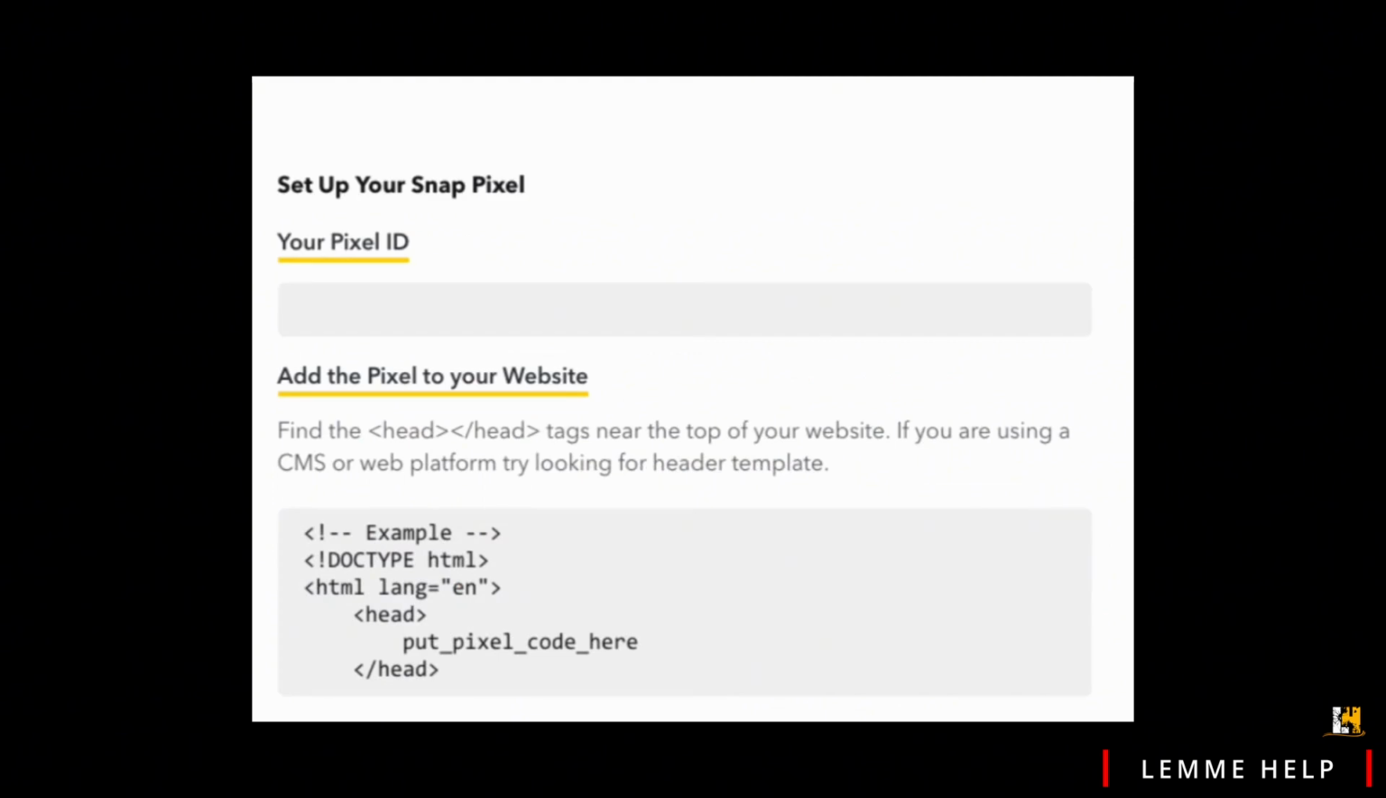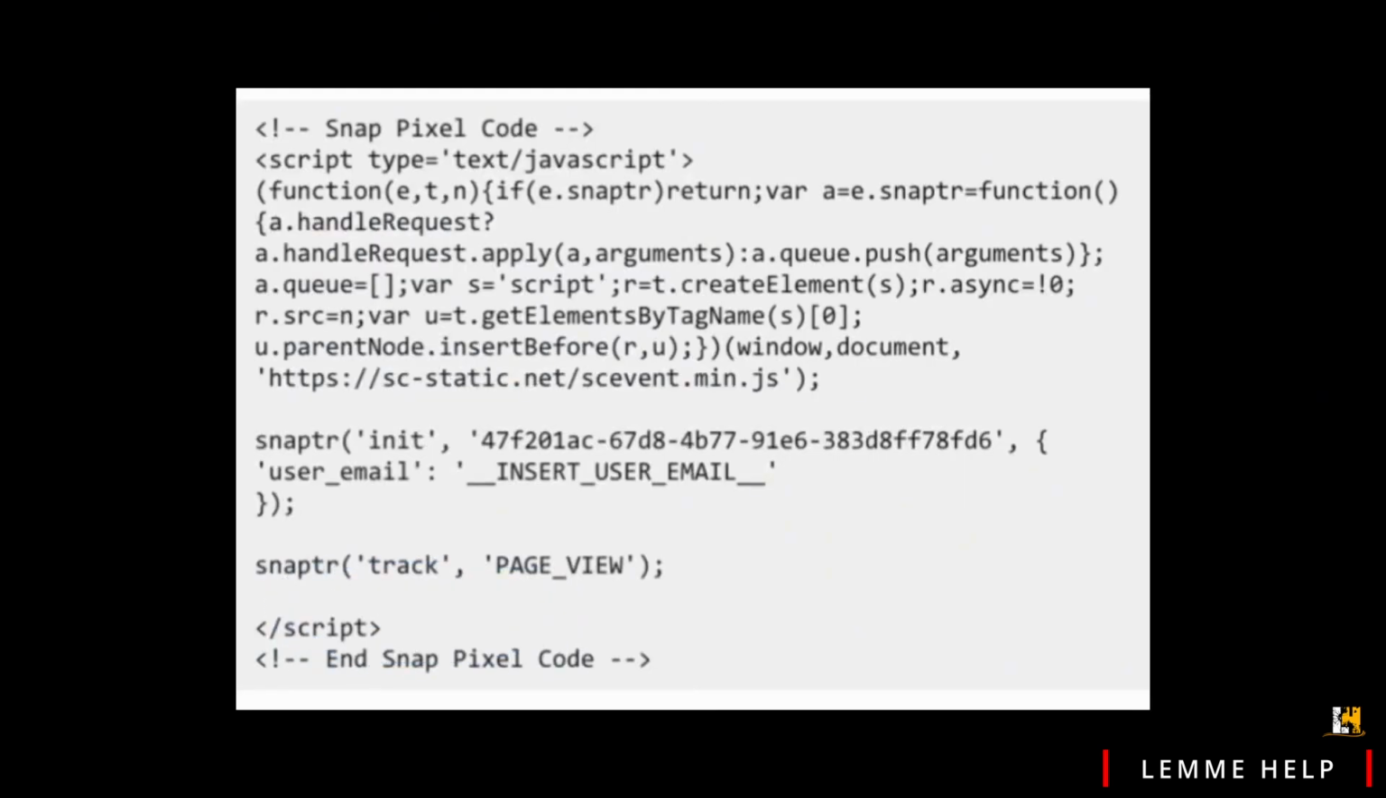Firstly, locate your Snap Pixel code. Then once you have located it successfully, you will see the option of Head. Paste the copied code, then just enter it right here. Once you do this, you'll be able to add your Snap Pixel to your website. This is the first way, that is the manual way.